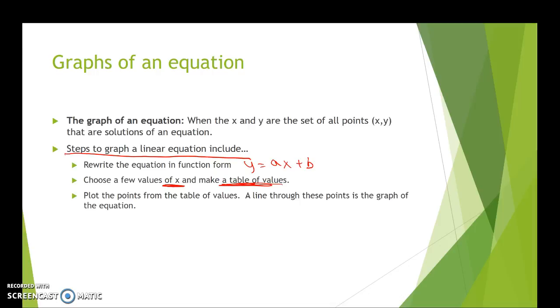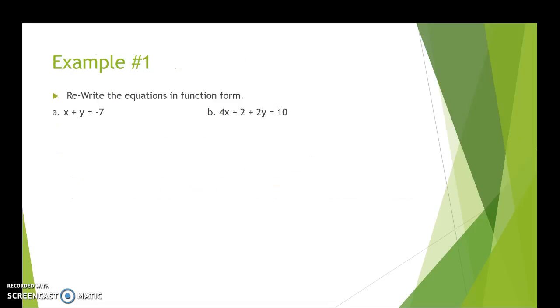So let's go through some examples of working with function form and then graphing equations of lines. First here it says rewrite the equation in function form. So here we want to get y by itself. So we're going to subtract x from both sides. So we're going to get y equals negative x minus 7. Or you could write it as y equals negative x plus a negative 7. That means the same thing.